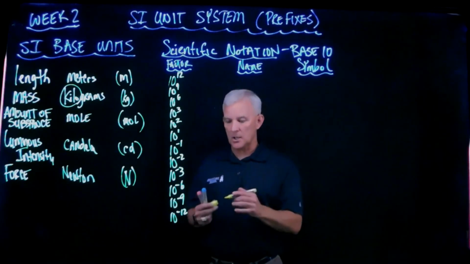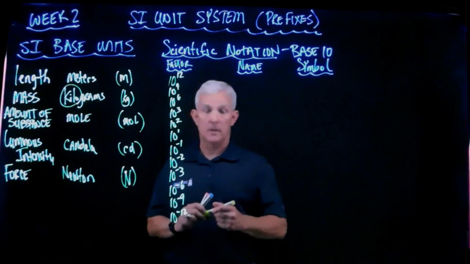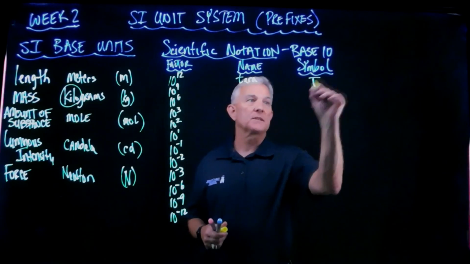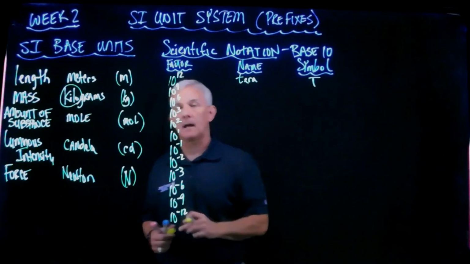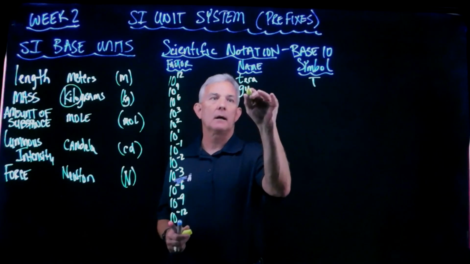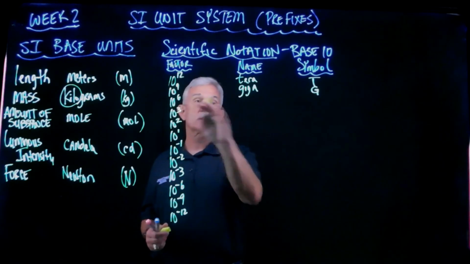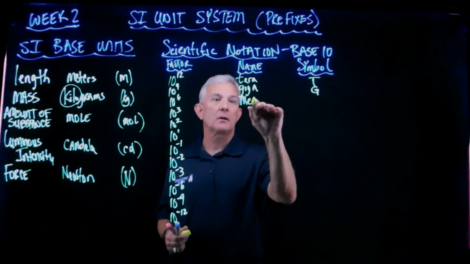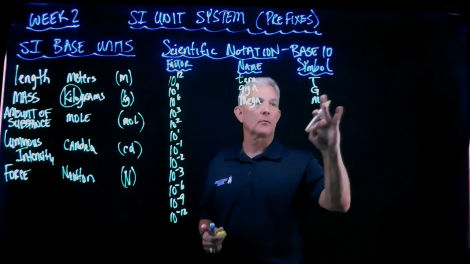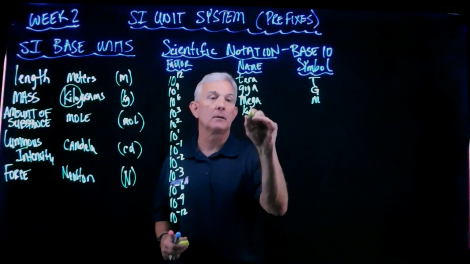Now, as we look at each of these, there's a name that goes with them. The first one is tera, and its symbol is a capital T. That replaces times 10 to the 12th. 10 to the 9th is giga, its symbol is a capital G. 10 to the 6th, maybe some of these are starting to come back to you, is mega, capital M. 10 to the 3rd, we already talked about over here, is a kilo.